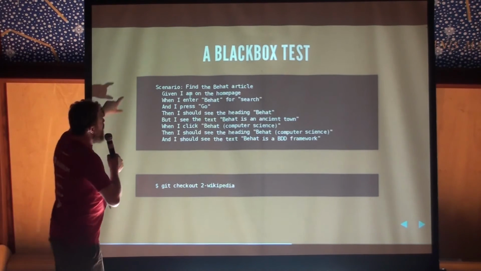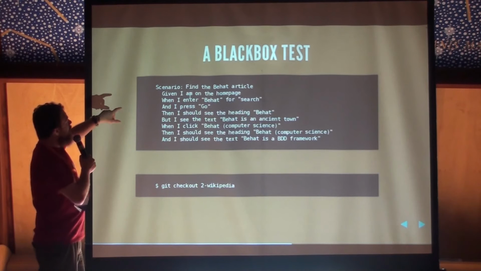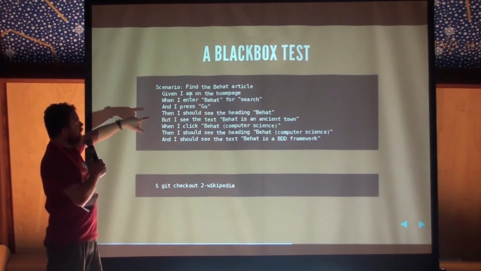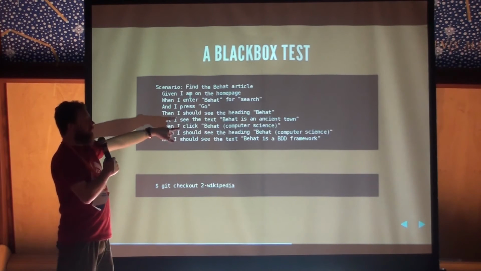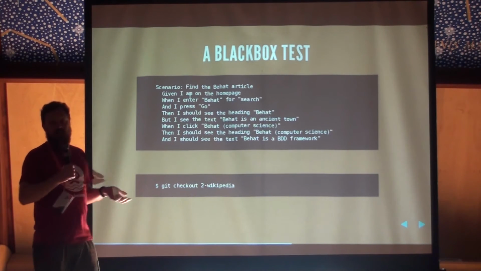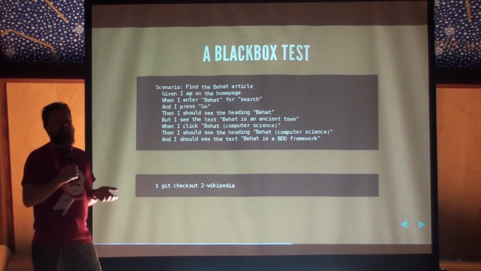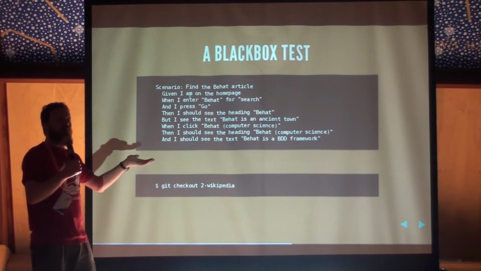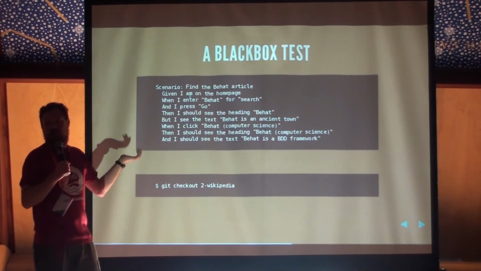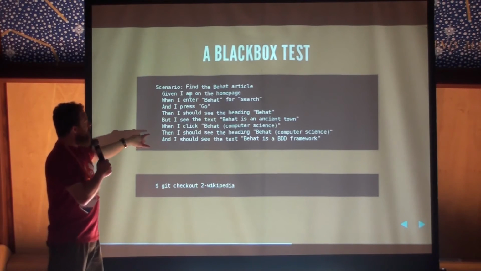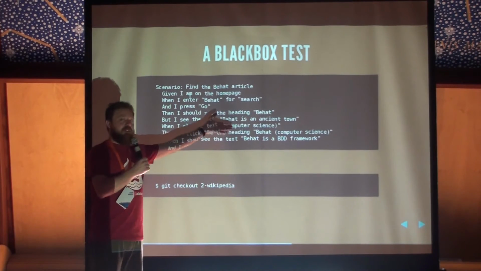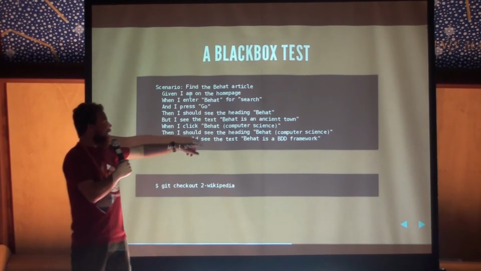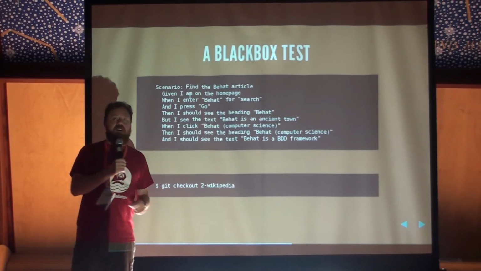So, the first test. This test scenario is called find the Behat article. Given I'm on the home page, when I enter Behat for search, and I press go, then I should see the heading Behat. But I see the text Behat is an ancient town. This is actually because if we type in Behat in Wikipedia, it doesn't take us to the Behat software page, but it's also a town in India. So when I then click on Behat Computer Science, then I should see the heading Behat Computer Science, and I should see the text Behat is a behavior-driven development framework.